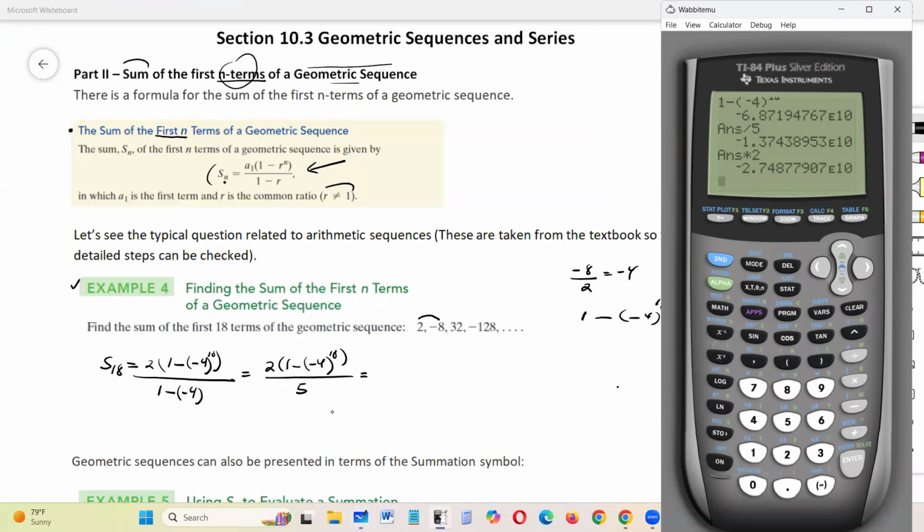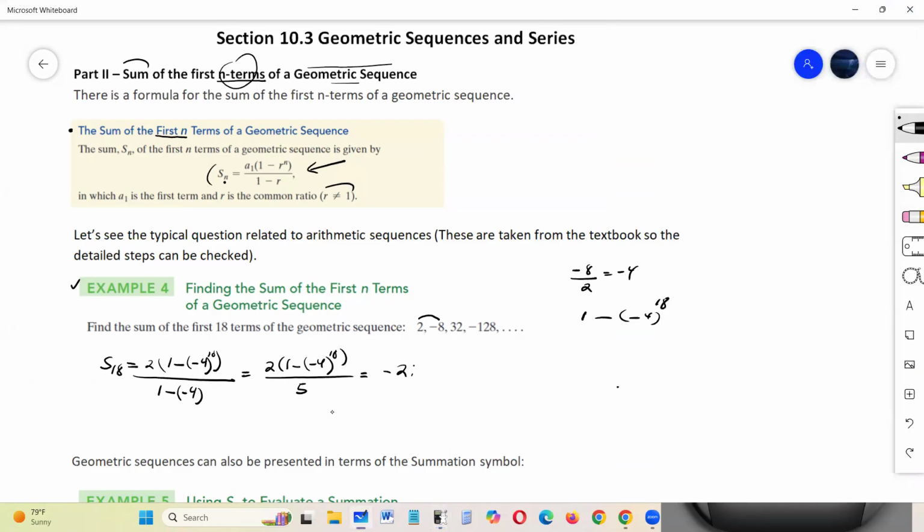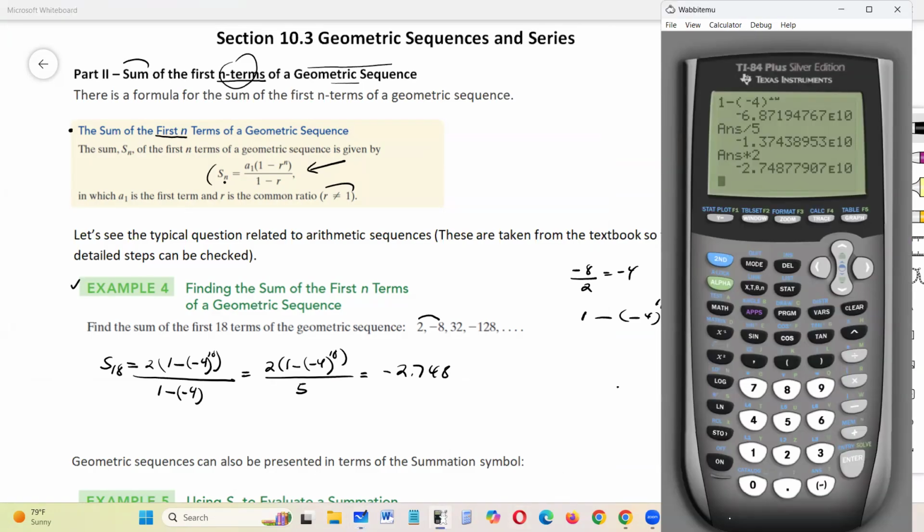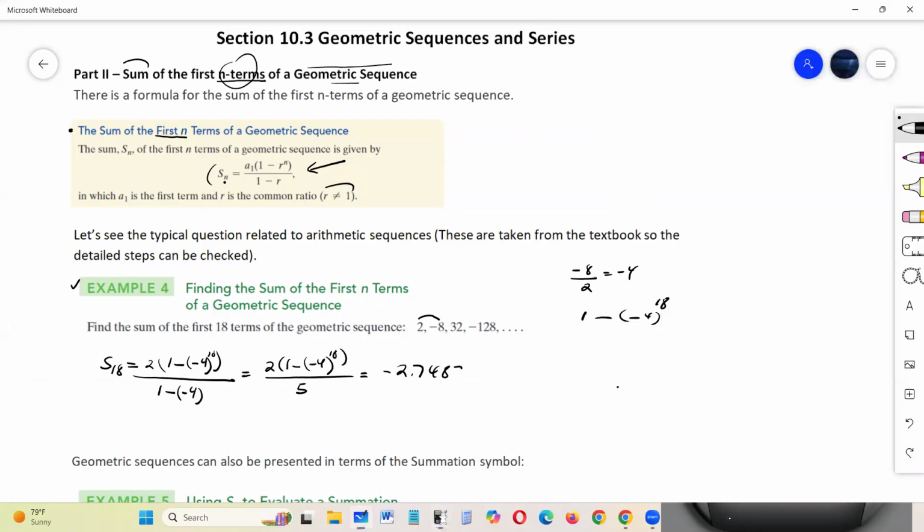Okay, so minus 2 point 27, 48, 70. So it's going to take a while because I have to show you. So let's see, 74, 877, 907. And there's e to the 10. This means there are 10 zeros after the decimal point.